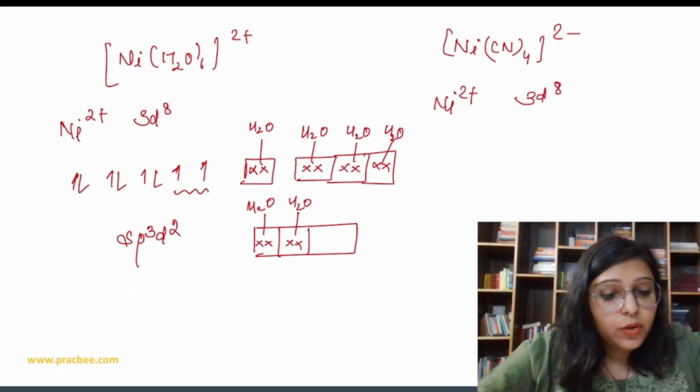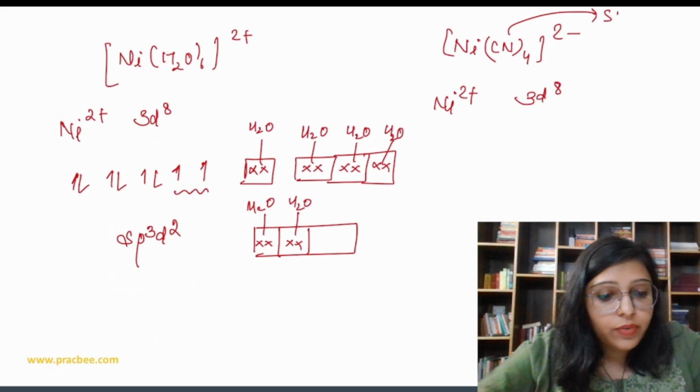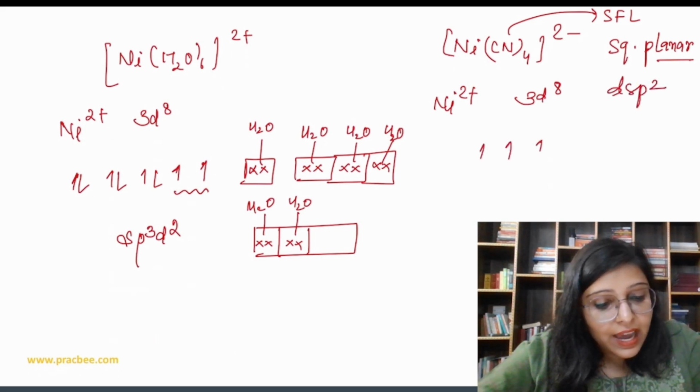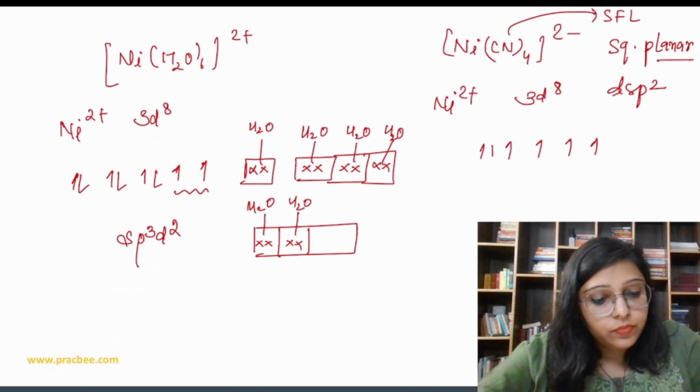Now if we talk about Ni(CN)4, it's a strong field ligand, and strong field ligand means square planar complex. Square planar complex means dsp2 hybridization. So it means we do not have any unpaired electron.